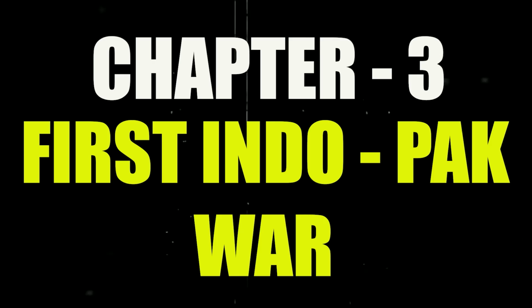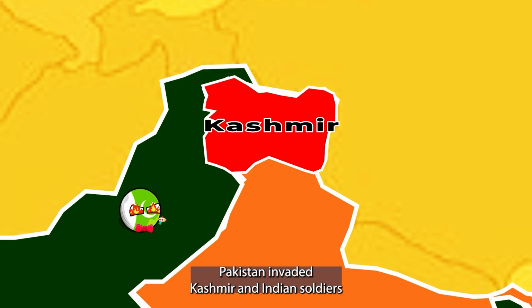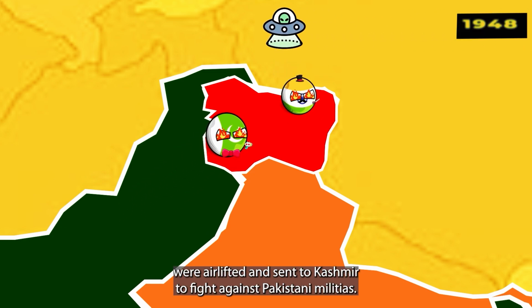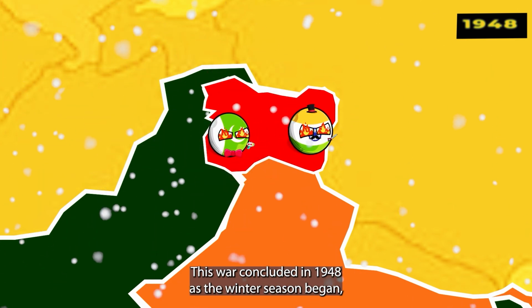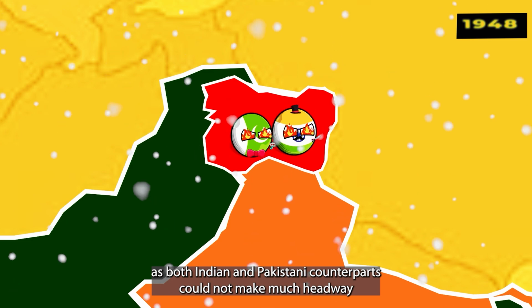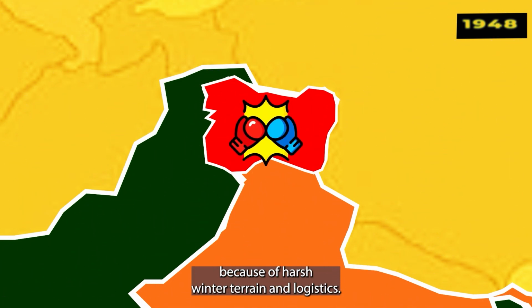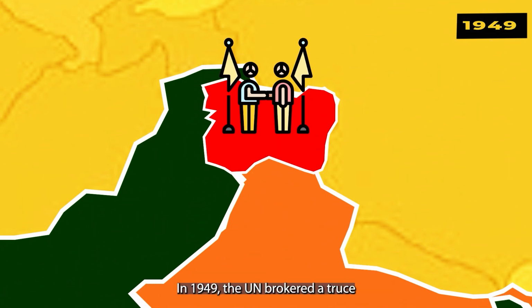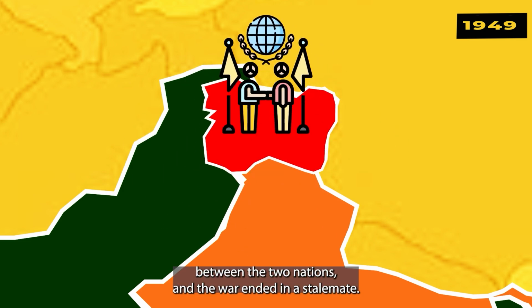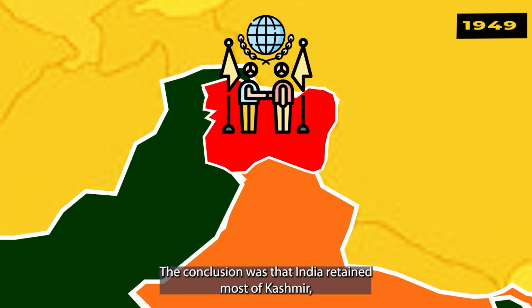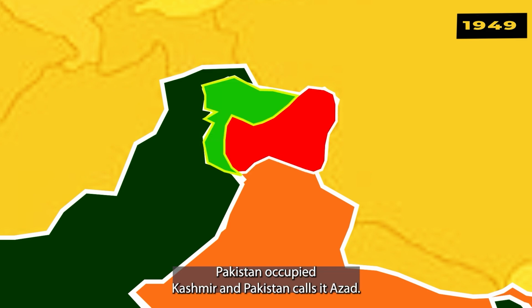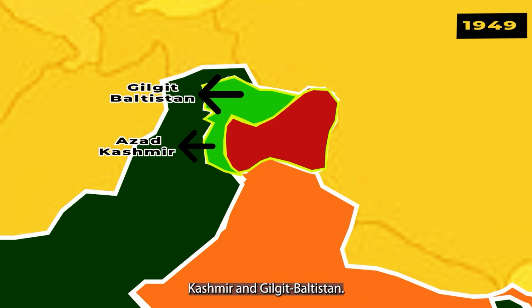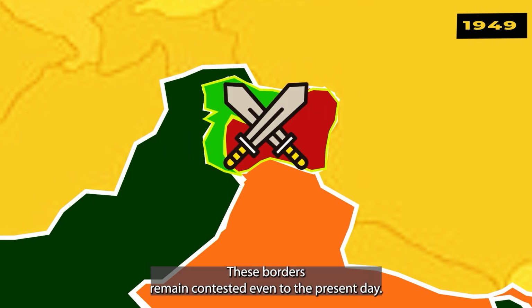First Indo-Pak War. Pakistan invaded Kashmir, and Indian soldiers were airlifted and sent to Kashmir to fight against Pakistani militias. This war concluded in 1948 as the winter season began, as both the Indian and Pakistani sides could not make much headway because of harsh winter terrain and logistics. In 1949, the UN brokered a truce between the two nations, and the war ended in a stalemate. The conclusion was that India retained most of Kashmir, but Pakistan captured some of it. We Indians call it Pakistan-occupied Kashmir, and Pakistan calls it Azad Kashmir and Gilgit-Baltistan. These borders remain contested even to the present day.